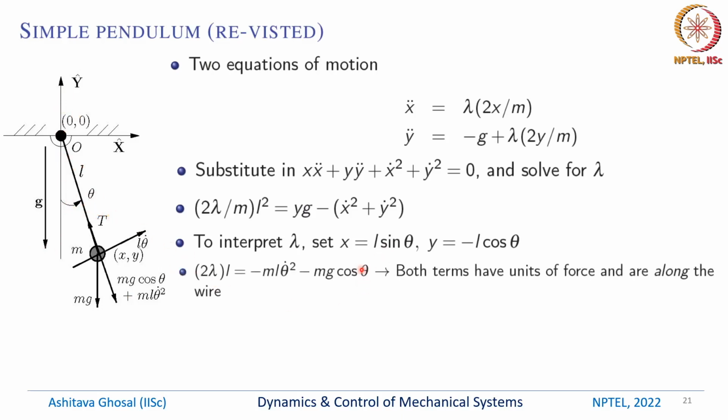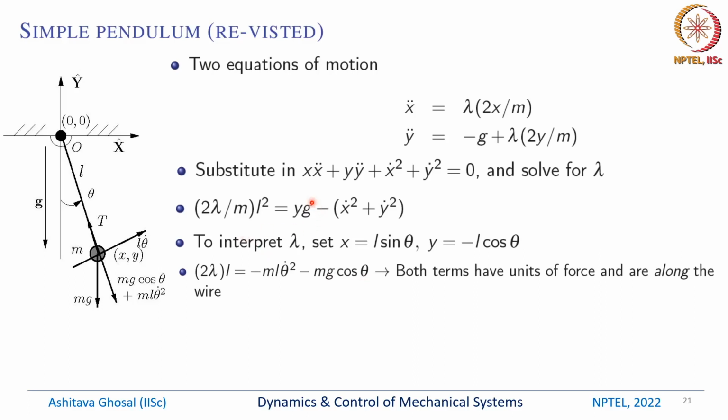If you substitute x and y and then x dot and y dot and everything into this expression here, you will see you will get 2 lambda by L into L, 2 lambda into L is minus m L theta dot squared minus mg cos theta.